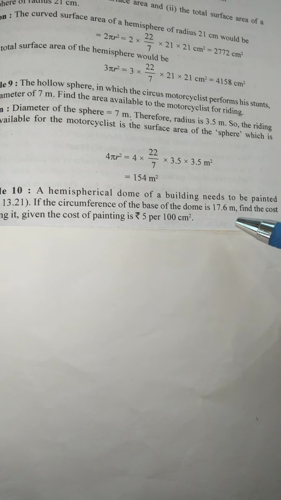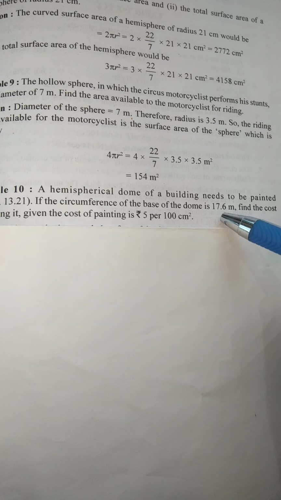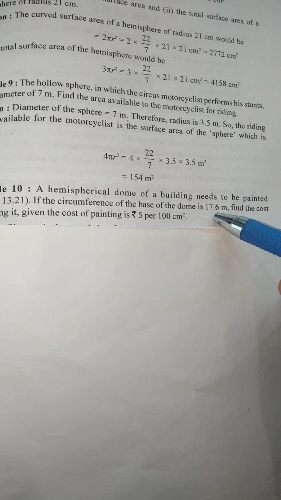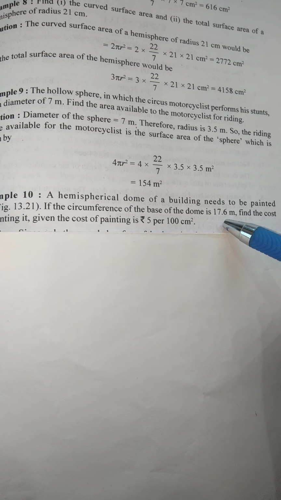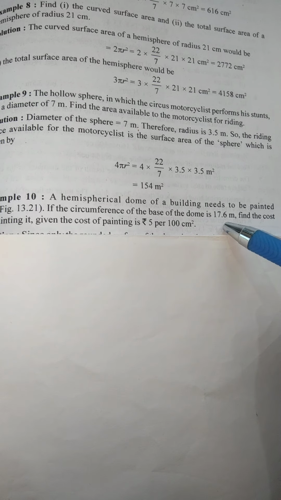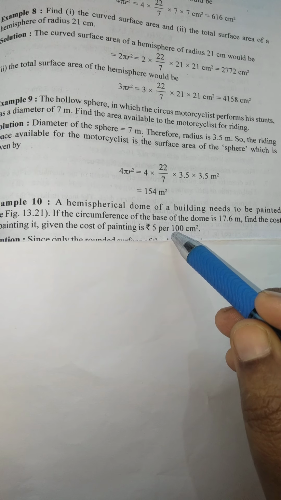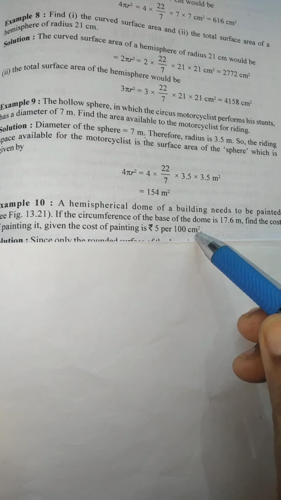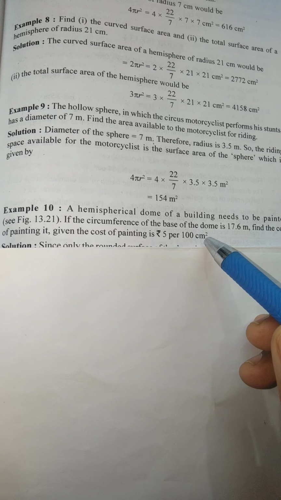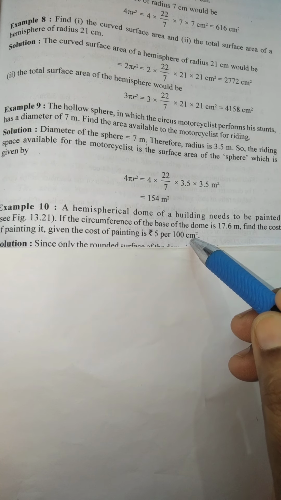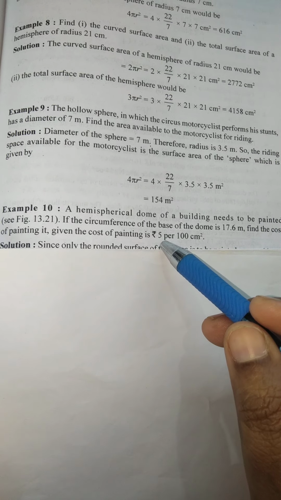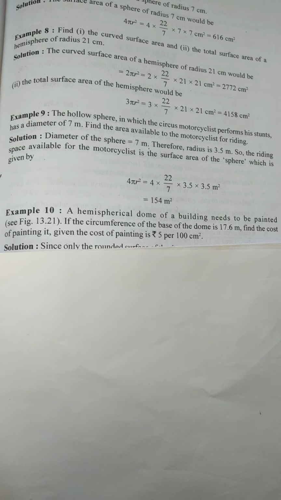A hemispherical dome needs to be painted whose circumference is 17.6 meters. From this you have to find out the radius first, and then you have to find the CSA, and then the cost of painting, rupees 5 per 100 centimeter square, they have given here. So you have to find out first per centimeter square and then multiply with the CSA and rupees 5.